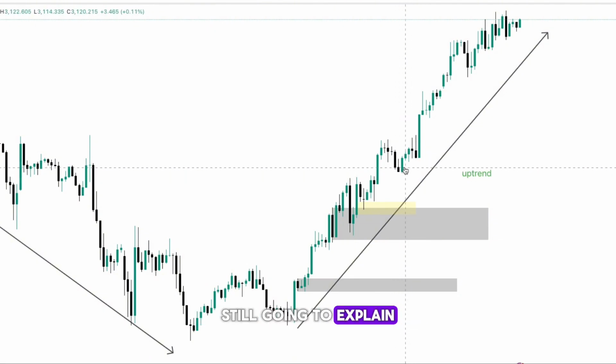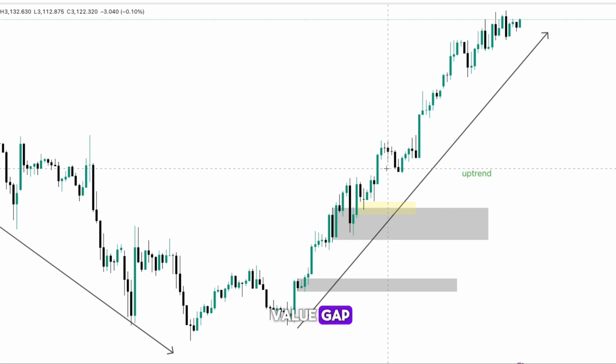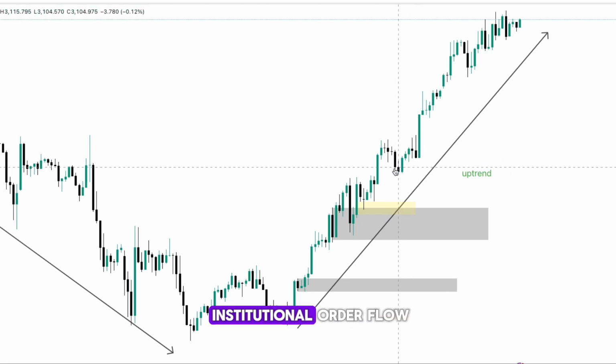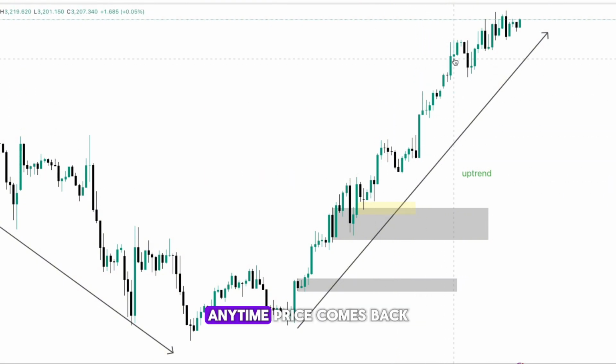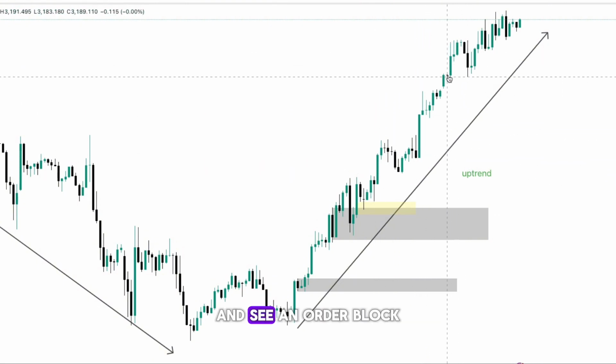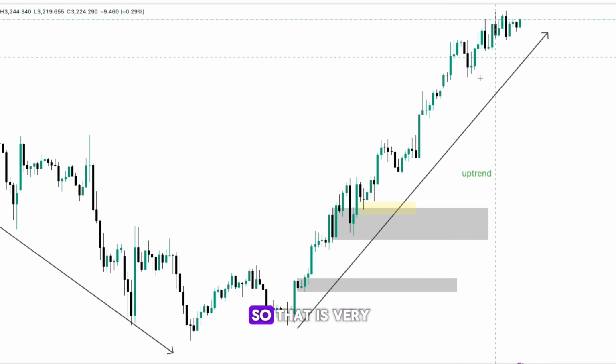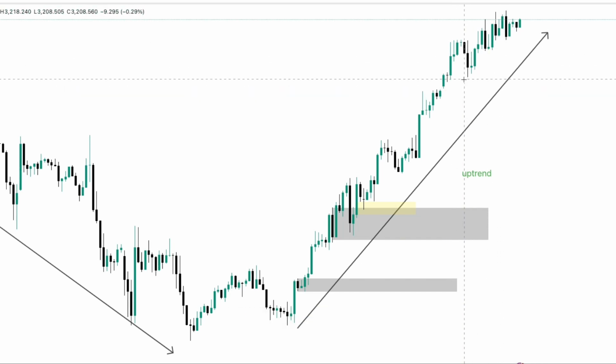I'm still going to explain more to you about how you can take trades from fair value gaps, but it's not in this video. It's going to be inside the next series of videos. You can see the institutional order flow, this order block, price is not closing below this order block. Anytime price comes back and sees an order block, price is respecting it. So that is very, very important.